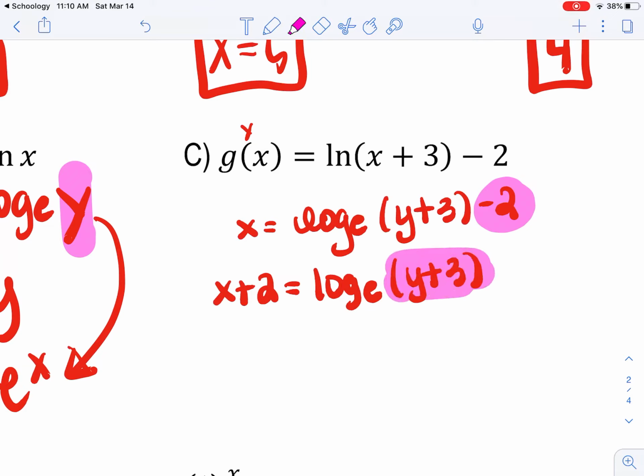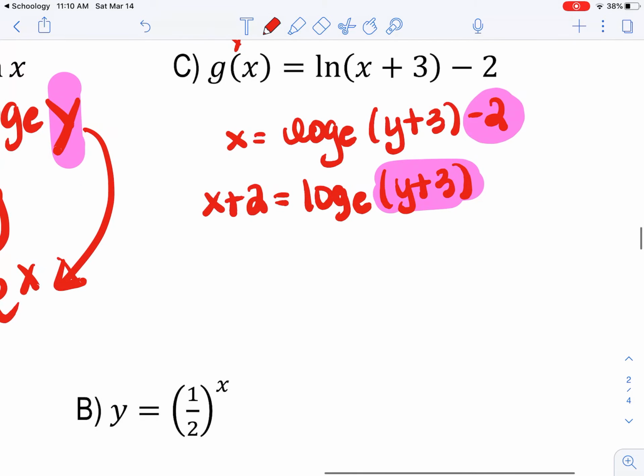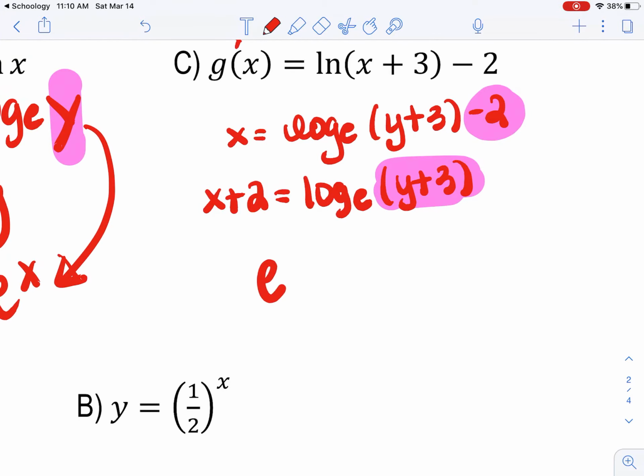Yes, it is, because it's just a y plus 3 here. And it's in parentheses, it's tucked in there. The 3 is not floating on the end. All right, so let's go ahead and rewrite in exponential form. My base is e. My exponent is x plus 2 equals my argument, y plus 3.